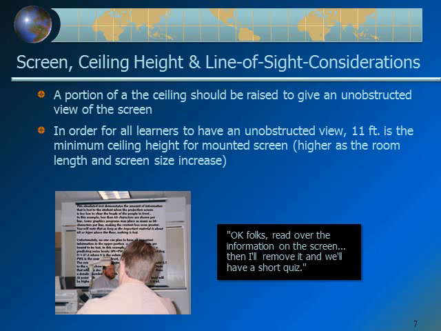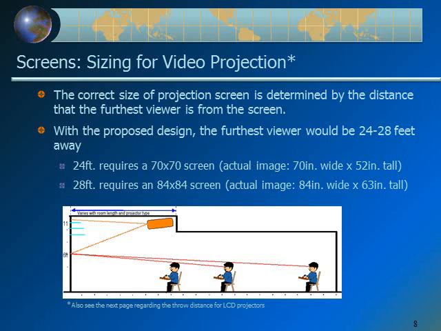Ceiling height, screen height, and line of sight considerations. When you're designing a presentation room or any kind of room that's going to have projection and a screen, we always need to make sure that it is high enough so that other people don't block the learner's observation. In the picture you see here, it's too low, and the teacher as well as another student are blocking part of the screen. That really doesn't help people who are sitting in the back. We want to make sure that everybody can see the screen and learn without any interference.